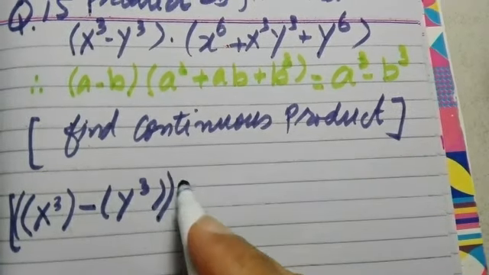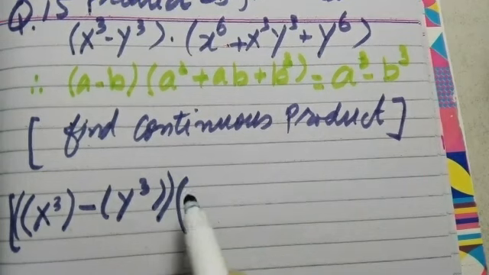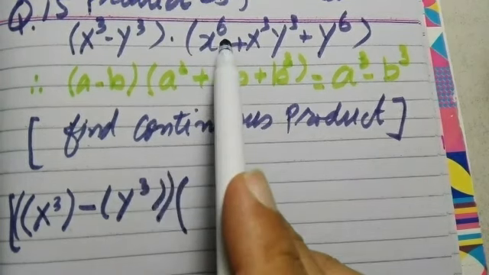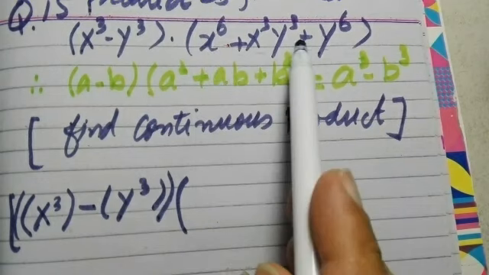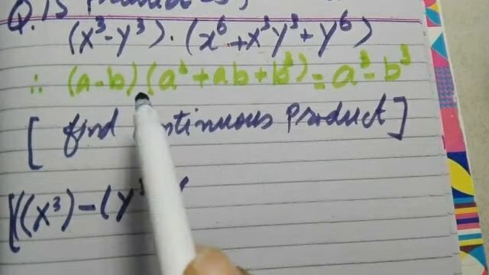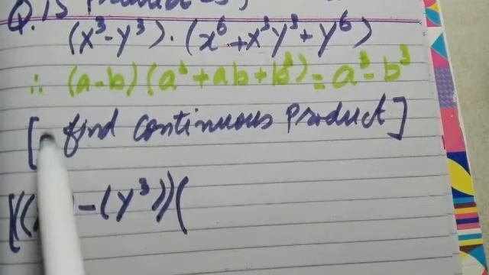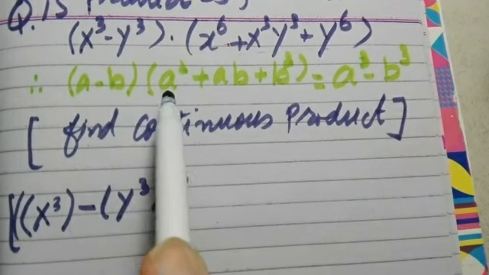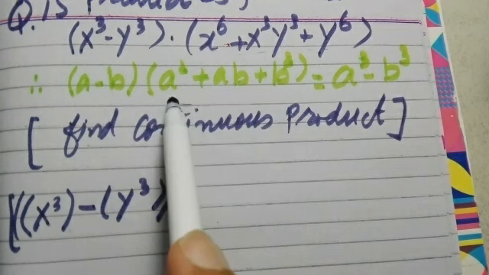You take another bracket, and then instead of looking at the question, ignore this whole part for the time being. What you should do is consider what is taken as a, x3, and what is taken as b, this is y3. So according to the formula, make the rest of the part according to the formula.